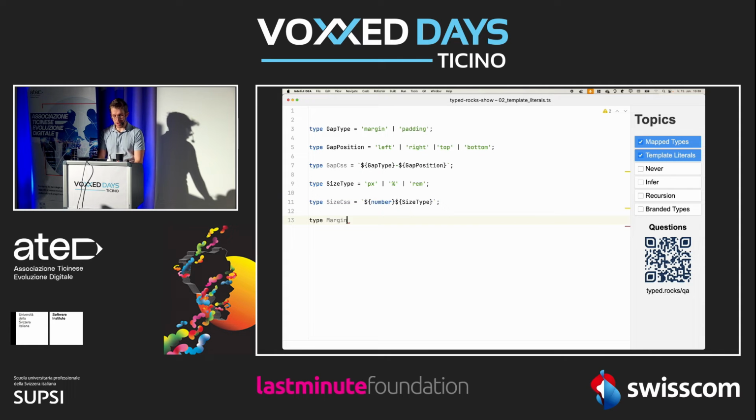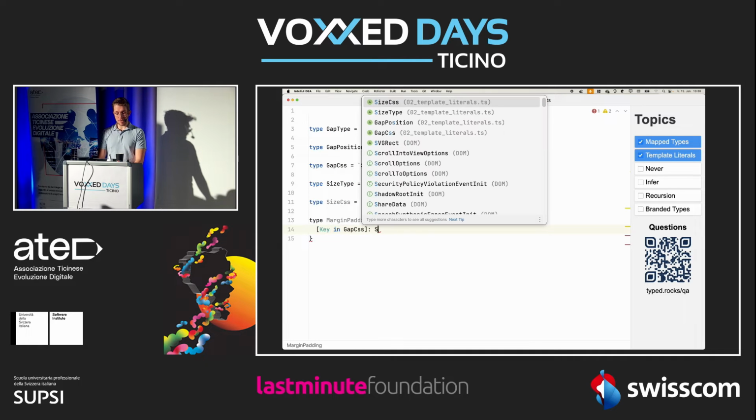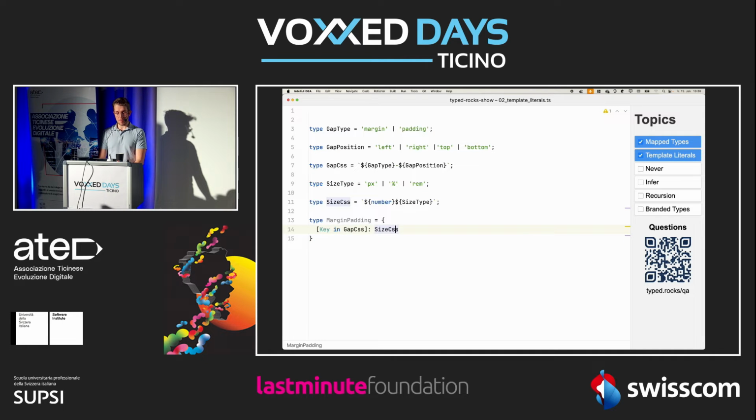We can say we have our margin padding here, and we say the key has to be in gap CSS, and the value has to be size CSS. Now, what we can do here is add a question mark so that we don't have to provide every possible combination in our object.